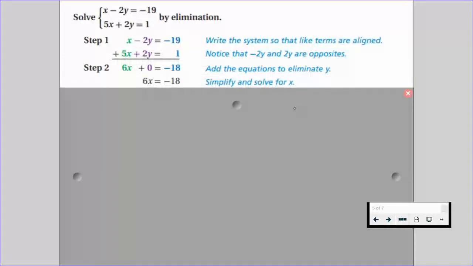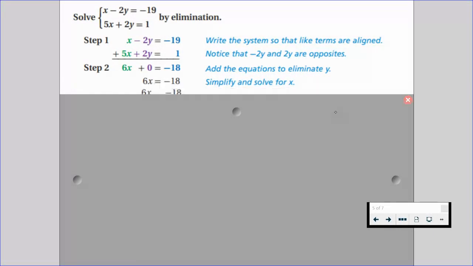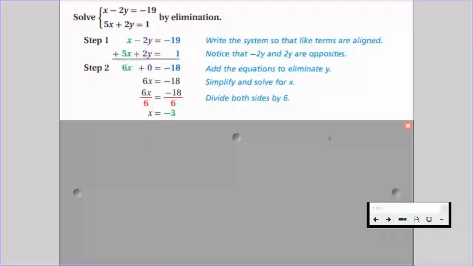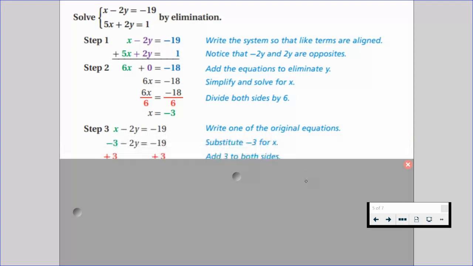We can add them together, and we get 6x is equal to negative 18, because negative 2y plus 2y turns into 0. Thus, we just get 6x is equal to negative 18, and we can solve this to get x is equal to negative 3, which is great, but we can't stop here. Hashtag can't stop, won't stop. We have to now plug this x value into one of the equations and find the corresponding y value.